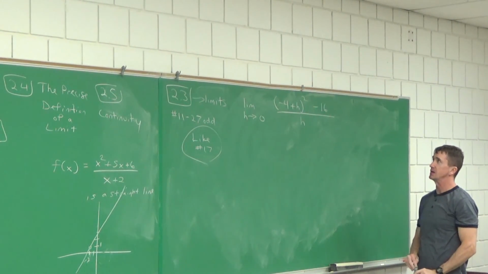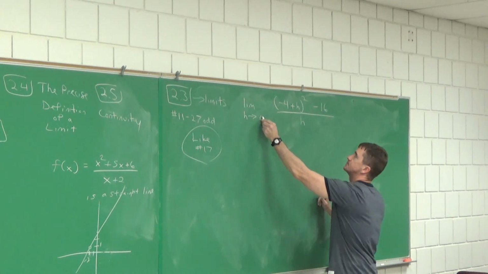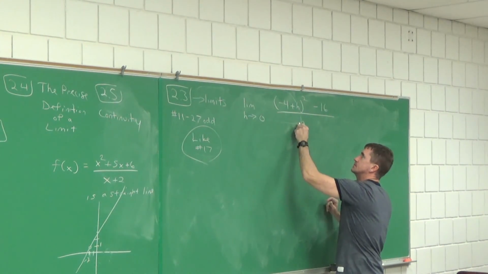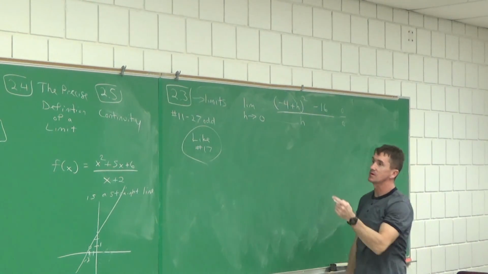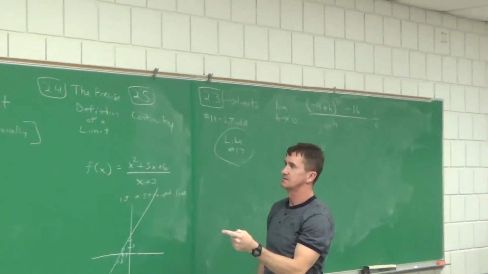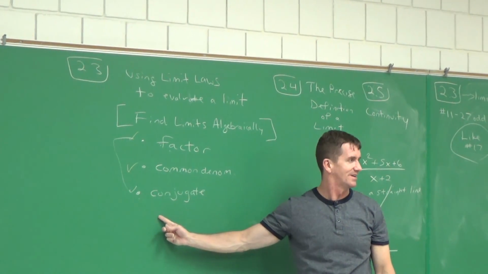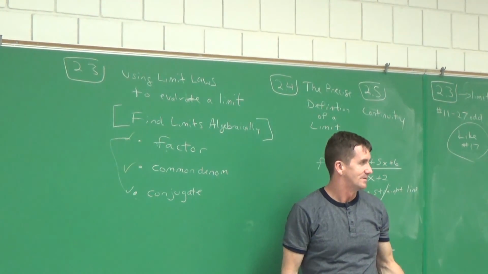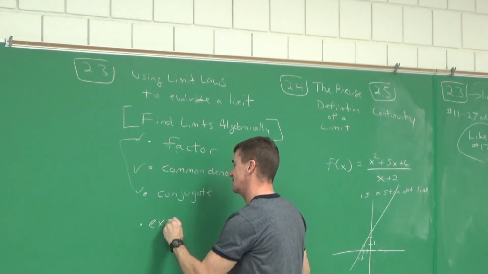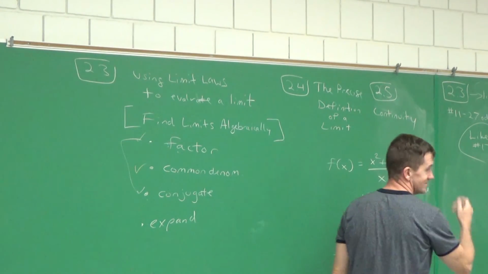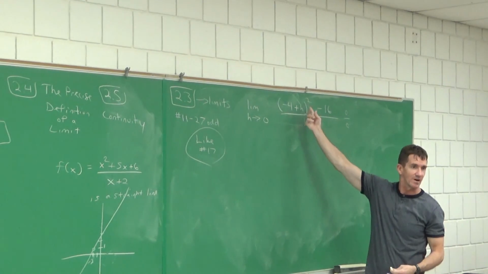Well, the first thing we do is we plug in what? 0. Plug in 0. Well, I'm going over here: factor, common denominator, conjugate. So what's another way? We just expand it. And what do I mean by expand? Multiply everything out. Let's try that. Get rid of that square and just expand it all.